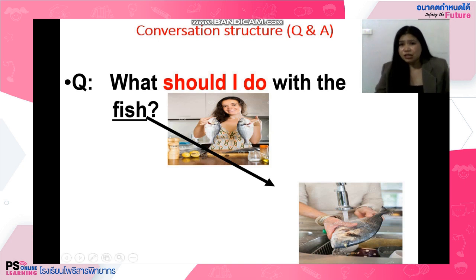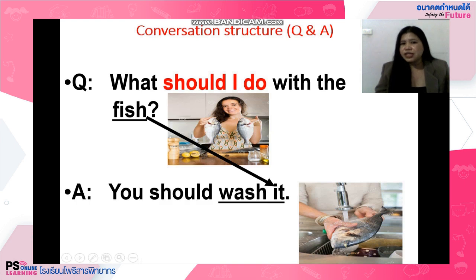Okay, why did I use fish, not fishes? It is accepted to use fish for the plural of fish. Okay, you can also use fishes if there are different kinds of fish. Okay, so you can say fish, fishes, no problem. Okay, so what should I do with the fish? So look at the arrow. The fish is here. So what should I do? What should be the answer?